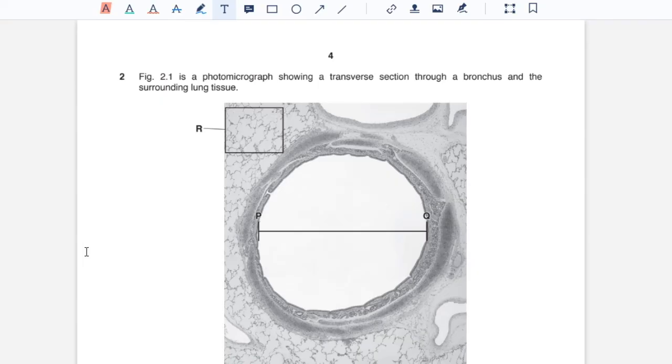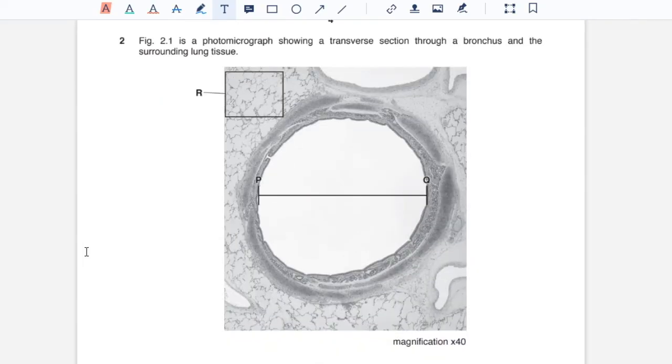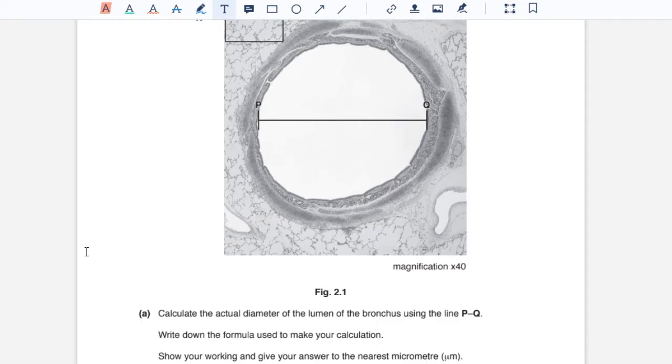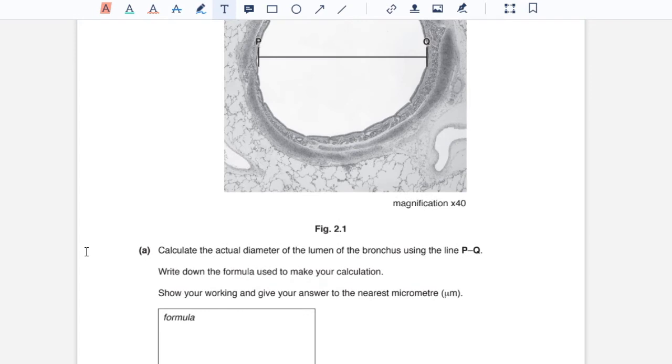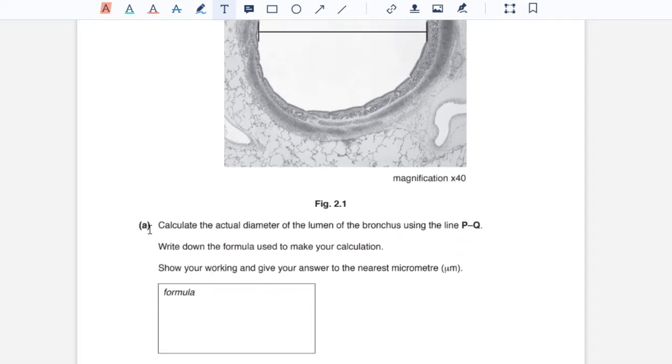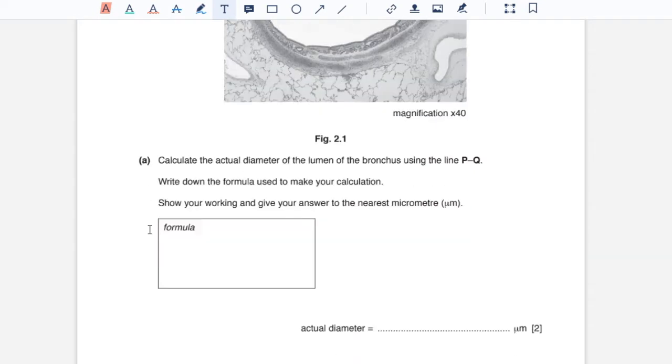Question 2. Figure 2.1 is a photomicrograph showing a transverse section through a bronchus and the surrounding lung tissue. A, calculate the actual diameter of the lumen of the bronchus using the line PQ, this line over here, and you're supposed to write down the formula you used to make your calculation, show your working, and give your answer to the nearest micrometre. So the formula obviously would be magnification is equal to image size over actual size, because of which actual size is image size over magnification, or image size divided by magnification.